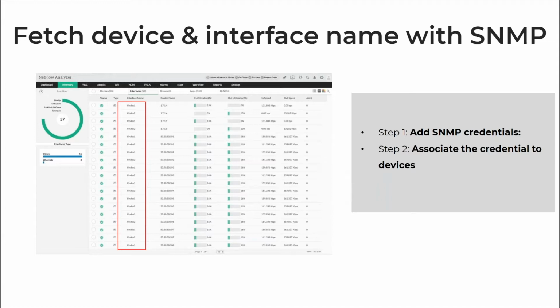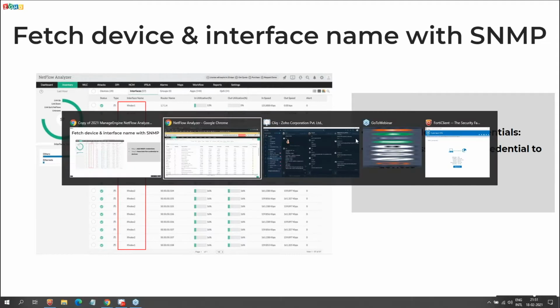As mentioned, the flow packet will not contain the device or the interface name. It will only say IF index, and for the device name, it will say the IP address. Not to worry, you just need to go ahead and associate SNMP. This will come up only when you're exporting the flows directly from the device, because at that time, NetFlow Analyzer will not know what the SNMP credential is. So again, you can fix it.